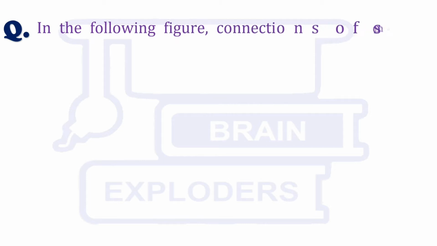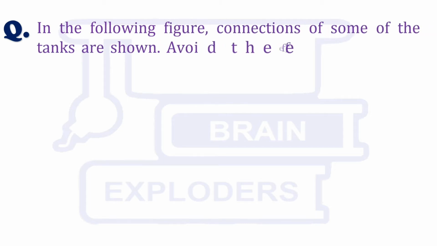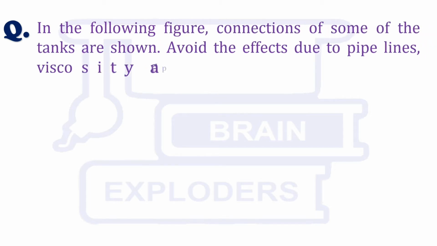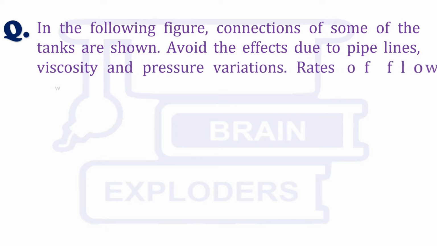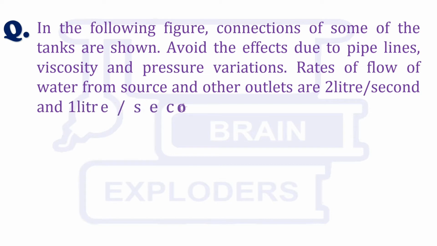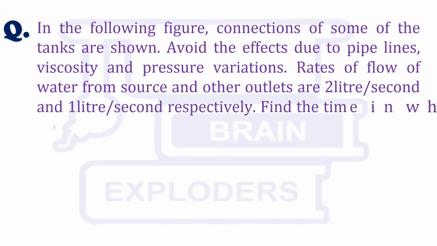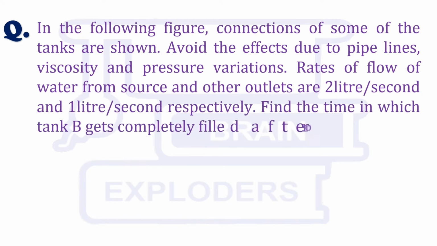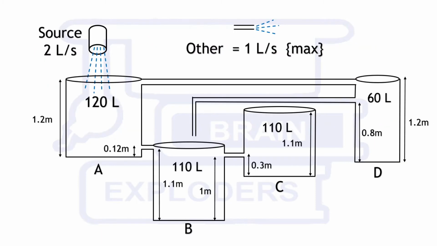In the following figure, connections of some of the tanks are shown. Avoid the effects due to pipelines, viscosity, and pressure variations. Rates of flow of water from source and other outlets are 2 liter per second and 1 liter per second respectively. Find the time in which tank B gets completely filled after opening the source.